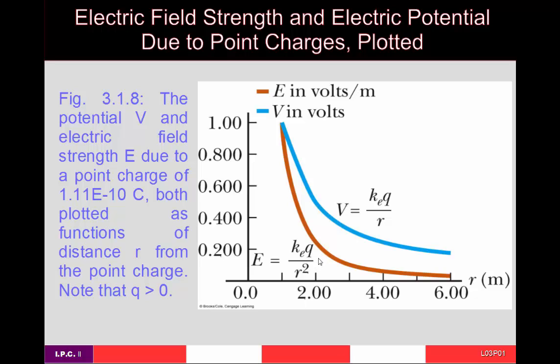One thing that could be said here is if you want to find V, you're basically finding an area under the E curve, the E versus r curve, just as we did with gravity and just as we did with springs in the Physics 1 class.